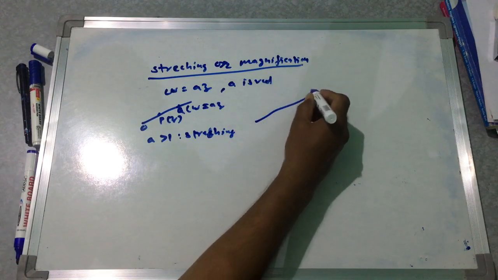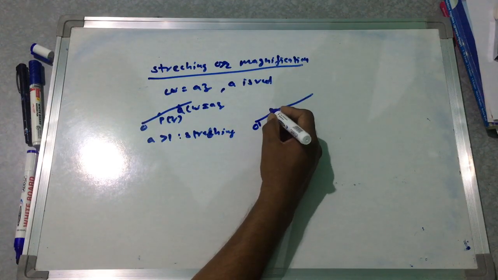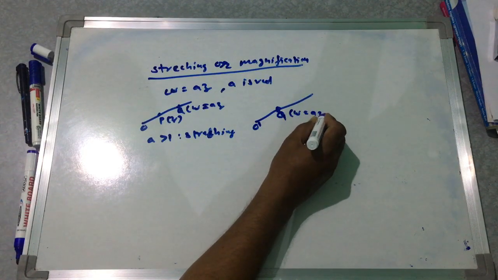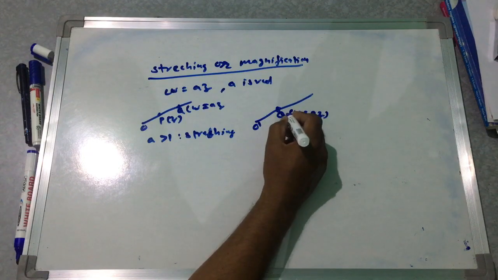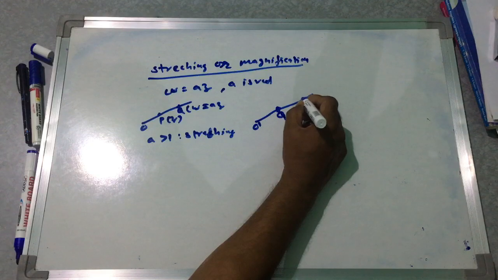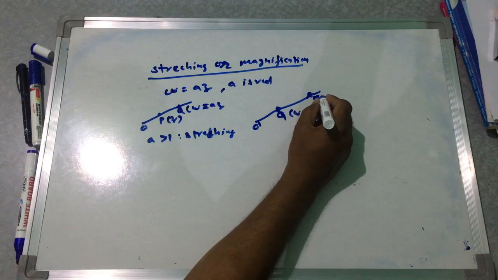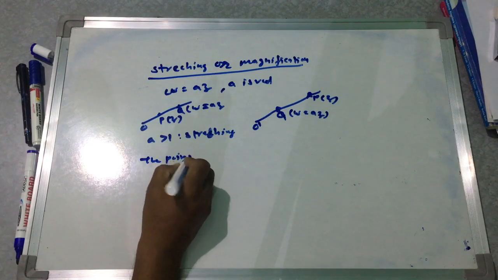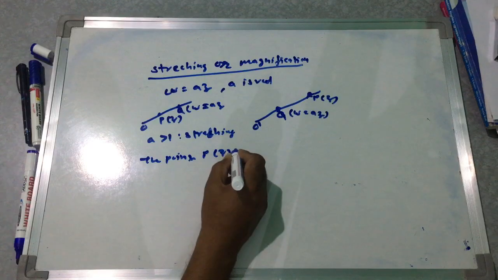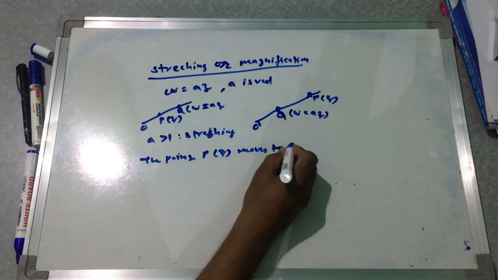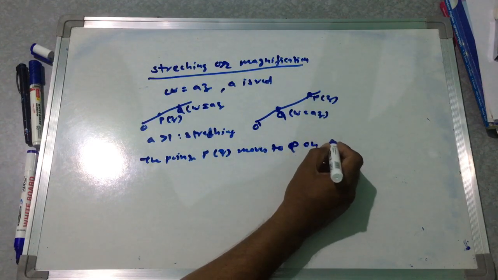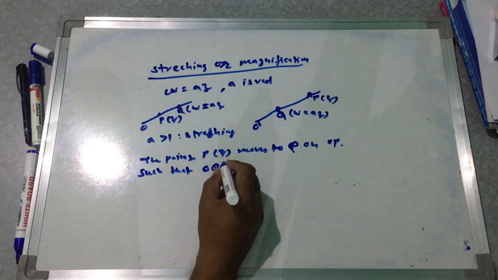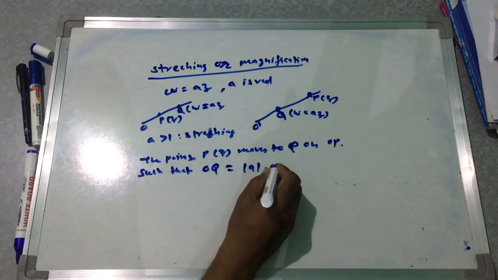Then we have this 0 dash. Here we again find Q, that is W is equal to AZ, and here P of Z. So these particular points, the point P of Z moves to Q on OP such that OQ is equal to mod of A into OP.